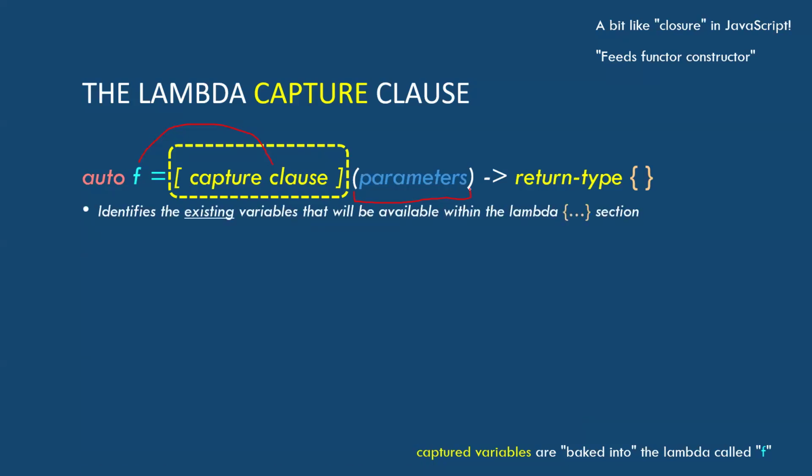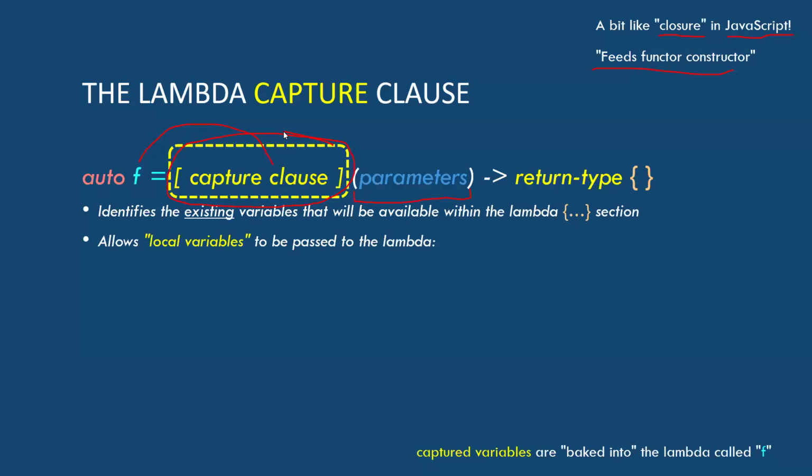So the capture clause is a bit like something called a closure in JavaScript. If anybody's ever coded in JavaScript, a closure is a way of vacuuming up a whole bunch of things in your neighborhood and sending them into the constructor of your functor. Seems kind of dangerous, and it kind of is. We'll see in a minute. But that's essentially what that is.